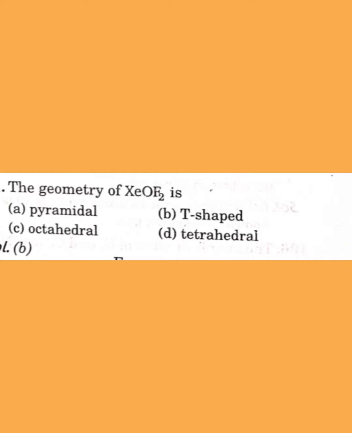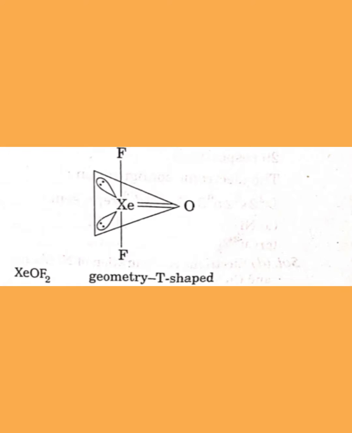Next question. The geometry of XeOF2 is options: pyramidal, T-shaped, octahedral, tetrahedral. The answer is option B, T-shaped. Geometry of XeOF2 is like this.